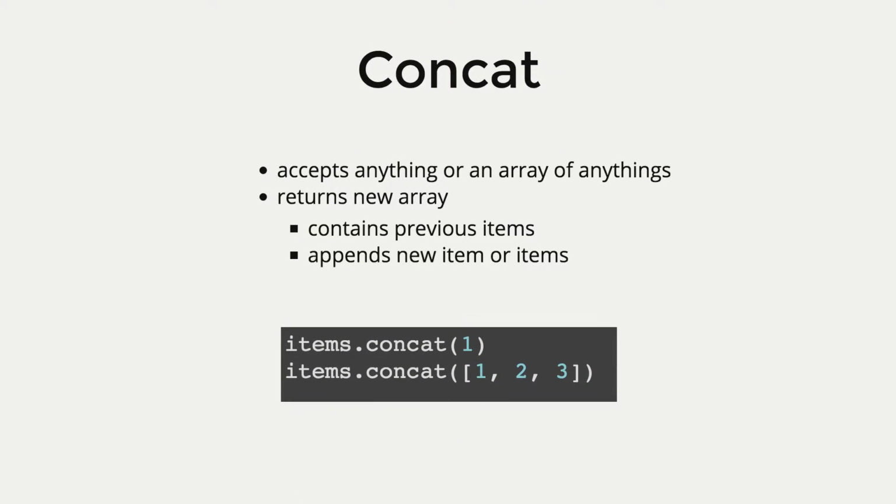One level. Yeah. So it accepts anything or an array of anythings, and it returns a new array, which contains the previous items. So it's a new array, right? So we're not mutating the original. So it's following some of those rules we talked about before. No side effects, right? It returns a new array where the first part was what was in the original array, and the second part is the new item or items. And like we said before, it's not adding an array at the end. Actually, if items was 0, 1, 2, 3, the bottom operation would result in 0, 1, 2, 3, 1, 2, 3.